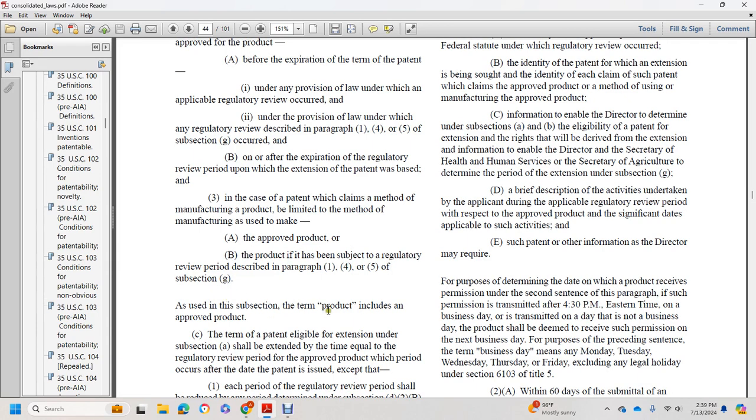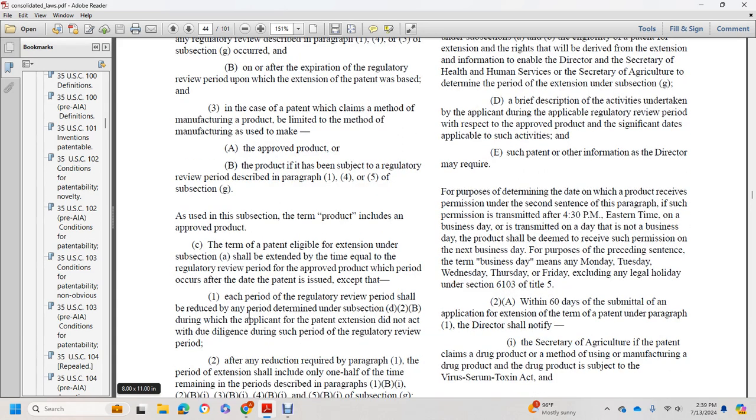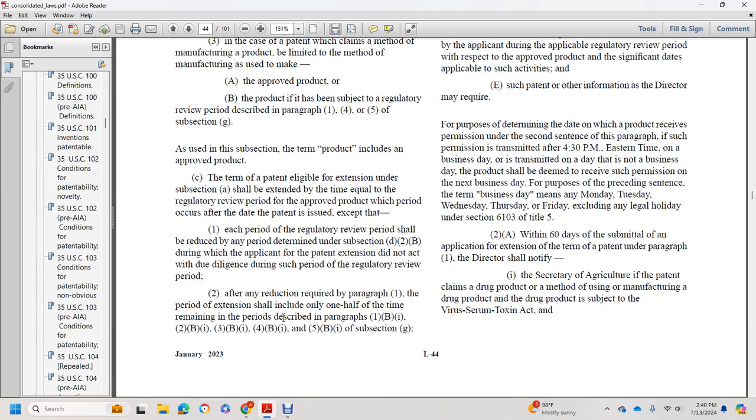Subsection G, use the subsection of the term product include the approved term of the patent eligible to extend for the subsection A, but it shall extend with the time equal to the regulatory review period, except 1, each period, regulatory review period, of the period during predetermined with the D2B, but during the applicant with the patent extension did not act with due diligence during such period of the regulatory review period.